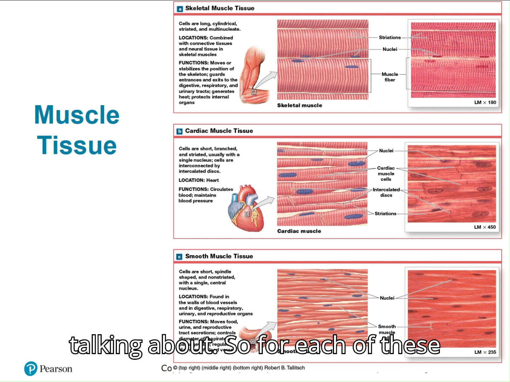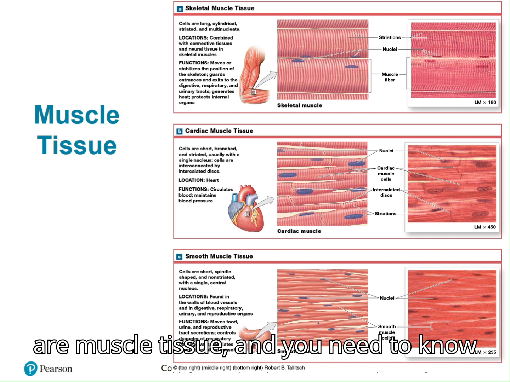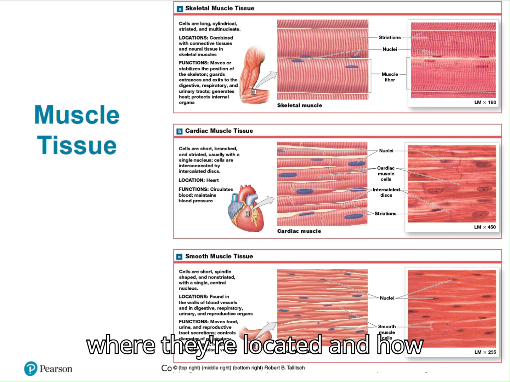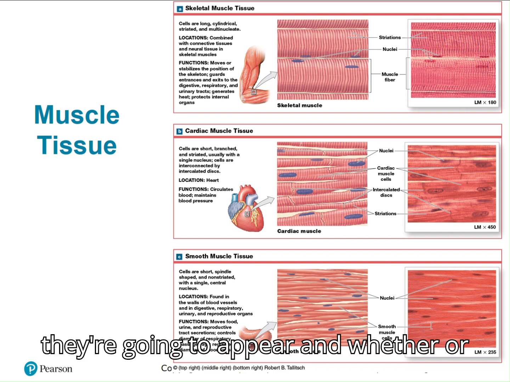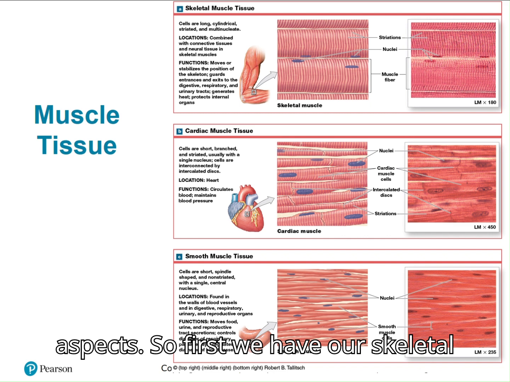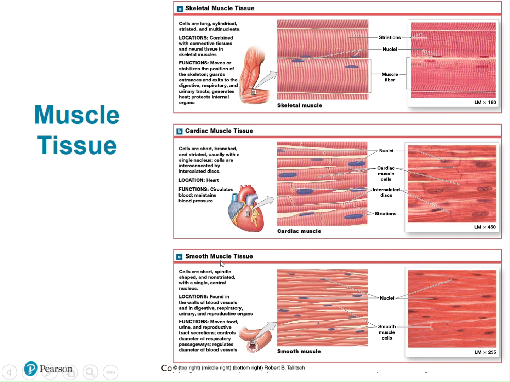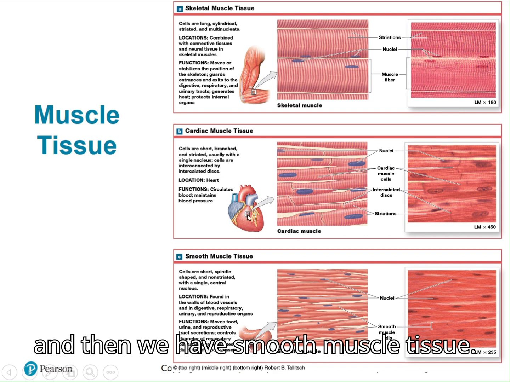So for each of these 3, what I'm going to want you to do is know the name of them, know that they are muscle tissue, and you need to know where they're located and how they're going to appear and whether or not you can control them. So those 3 aspects. So first we have our skeletal muscle at the top, we have cardiac muscle, and then we have smooth muscle tissue.